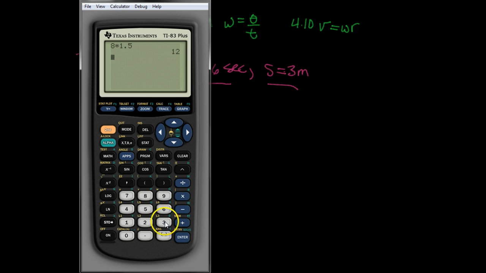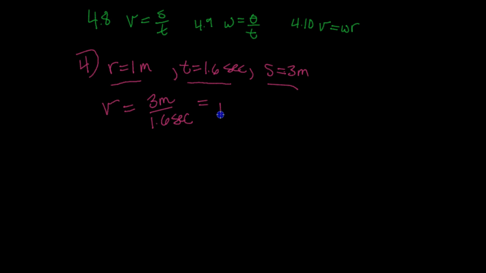So let's just see, 3 divided by 1.6, and that is 1.875. So that's 1.875 meters per second. All right, so now we know velocity, or I keep saying it, linear speed, and now we need to find angular speed.